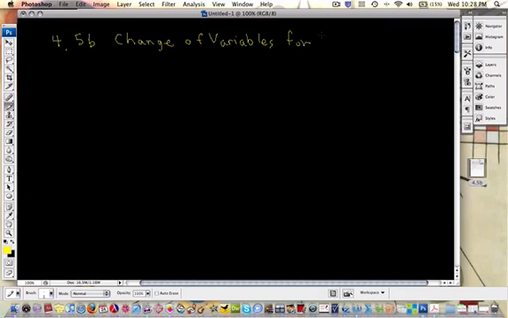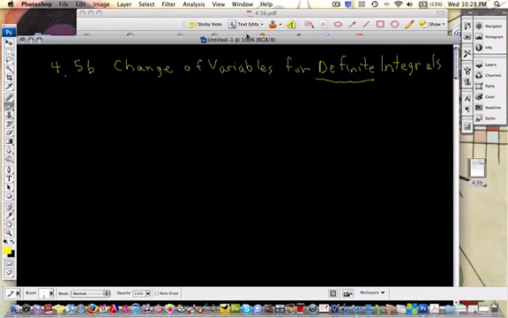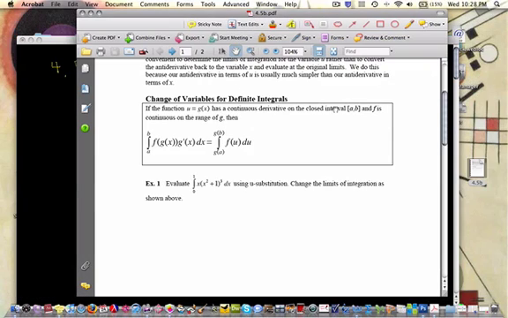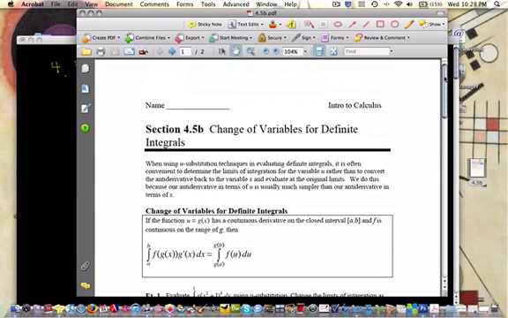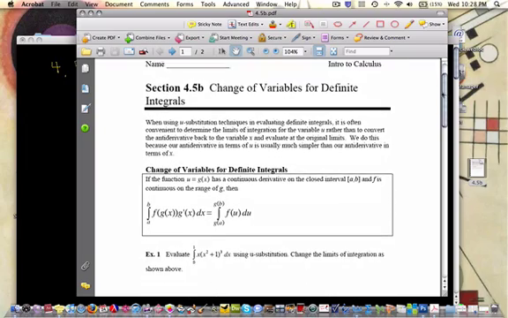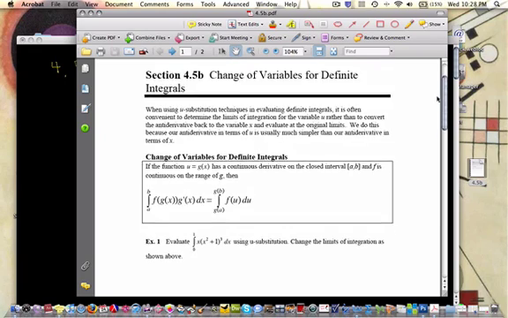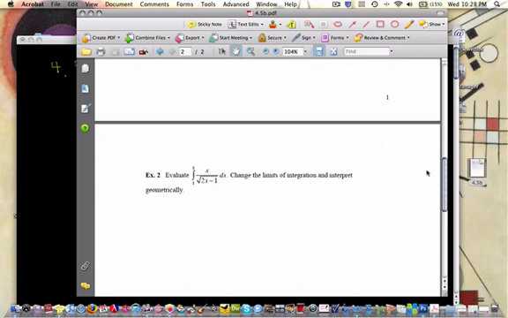The change of variables is just the u substitution technique that we looked at in 4.5a. The only difference here is that we're doing it for definite integrals rather than indefinite integrals. So that's the only change here, the definite part, okay? And we're going to be looking at the 4.5b notes, which you should have in front of you. If you don't have them, you can download them from the website. They look like this. We're going to be running through example 1 and example 2 there.